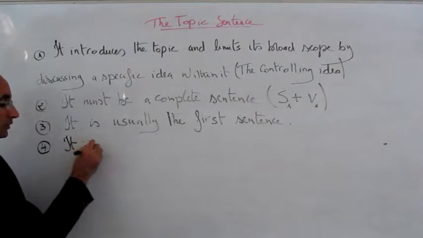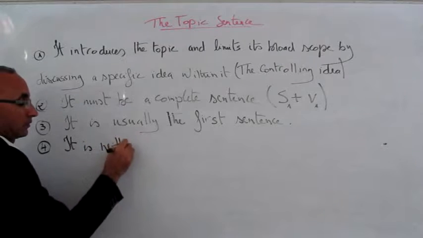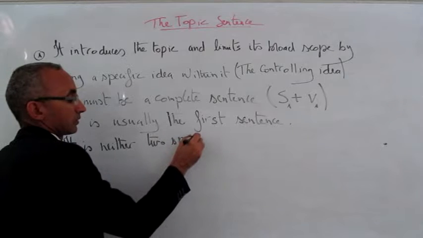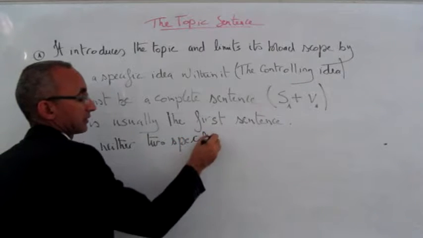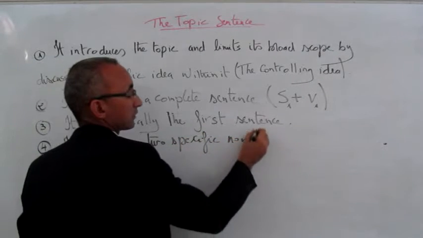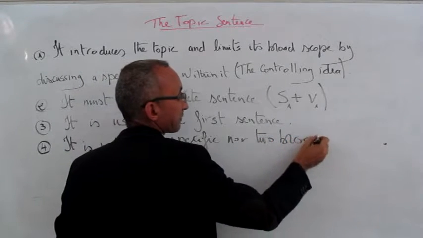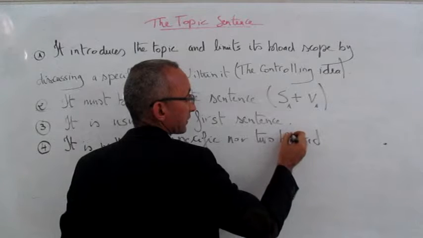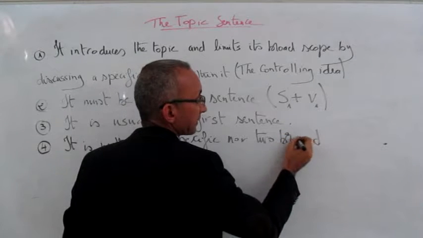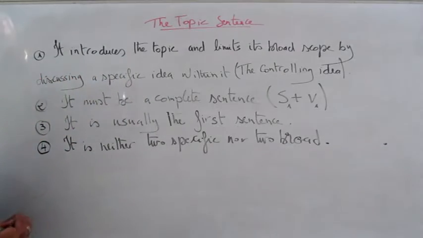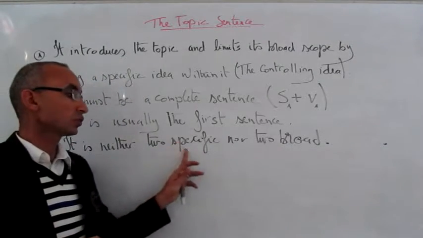Neither too specific nor too broad. You find this definition in some academic books, of this feature for topic sentence. In some academic books, they say that topic sentence is neither too broad nor too specific.